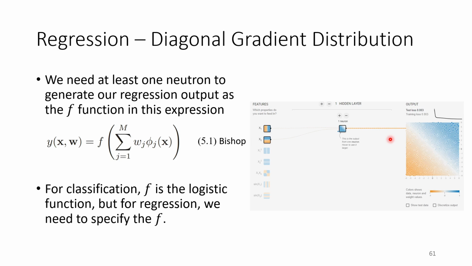And for the regression test, you have to use at least one neuron, because for the classification function we have a logistic function to convert the output to the probability or the target value. But here for regression, we don't have it. So we need a neuron to convert the weight from the feature to the target value.